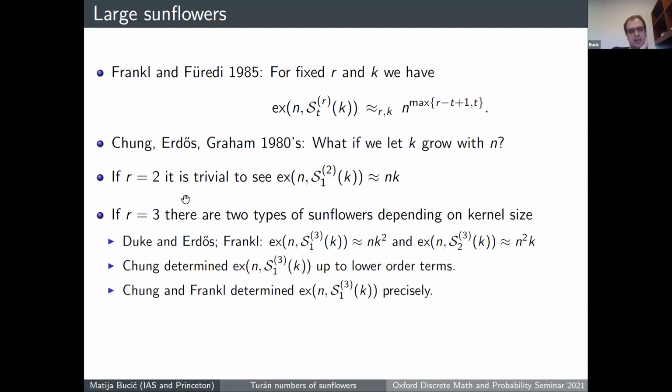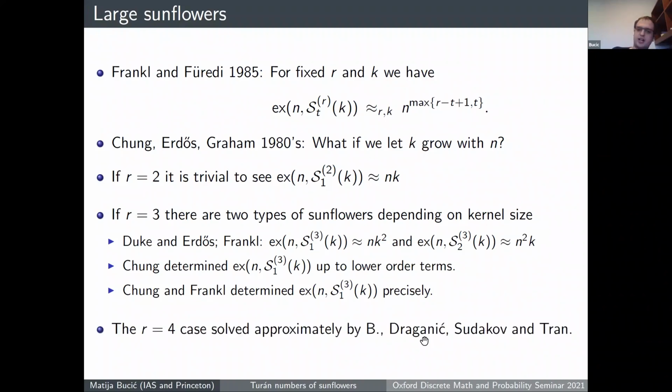So the free uniform case is reasonably well understood, but the situation stood here for quite some time. And only a couple of years back, together with Draganic, Sudakov, and Tran, we managed to solve the 4 uniform case up to constant factor. And then we used this to solve this unavoidability problem that I mentioned before in dimension 4.